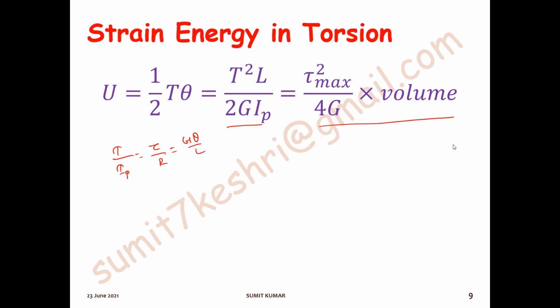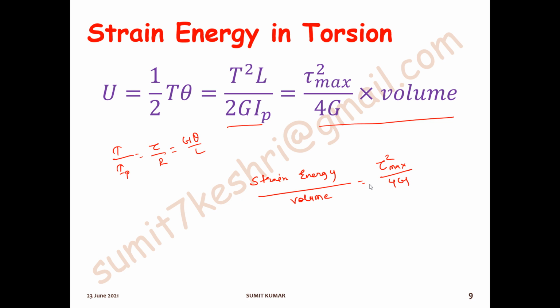So if we wish to write the strain energy per unit volume, then we can write it as tau max square by 4G. So this was the basic concept. I hope you have studied all these topics in your theory classes.